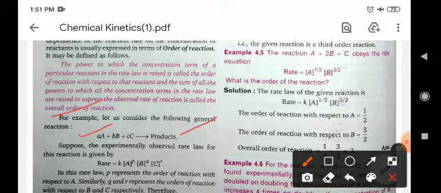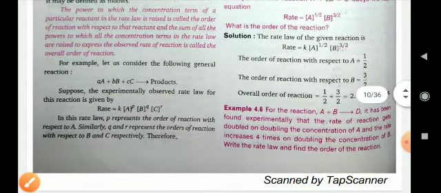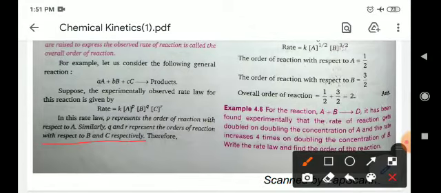Now suppose the experimentally observed rate law for this reaction is: rate equals k [A] to the power p, [B] to the power q, and [C] to the power r. So in this rate law, p represents the order of reaction with respect to A. Similarly, q and r represent the order of the reaction with respect to B and C respectively.